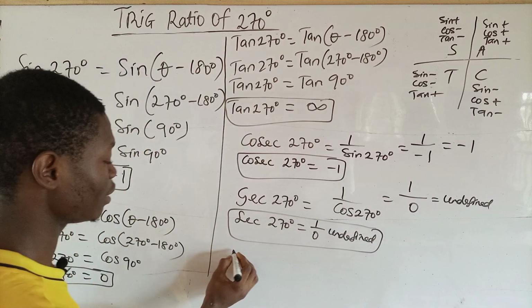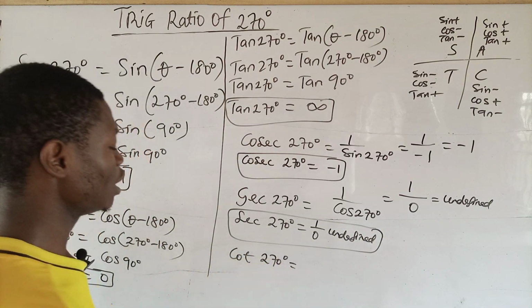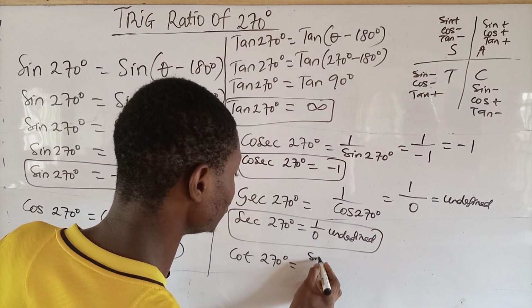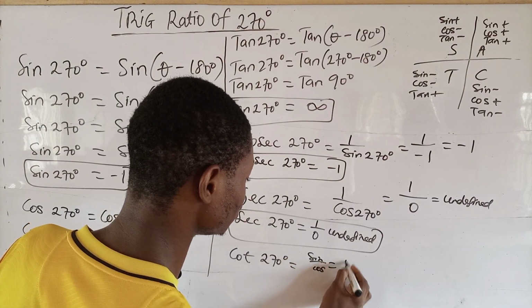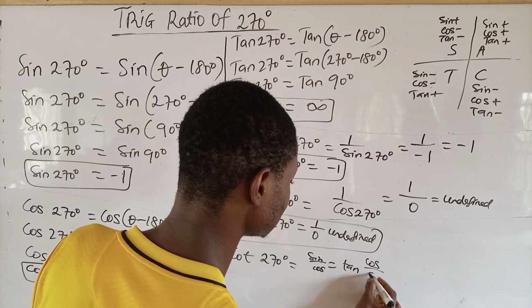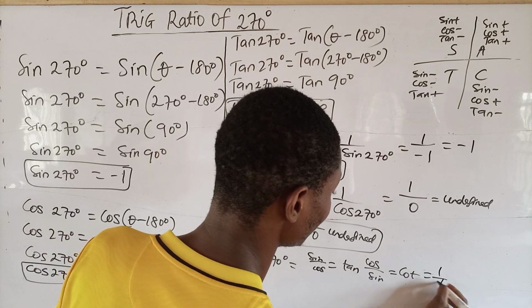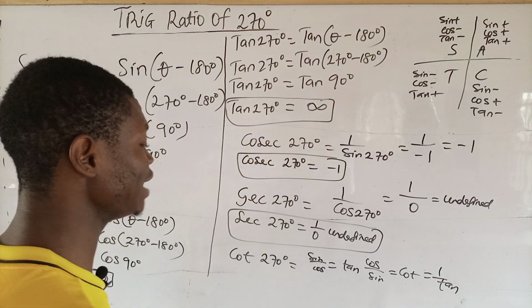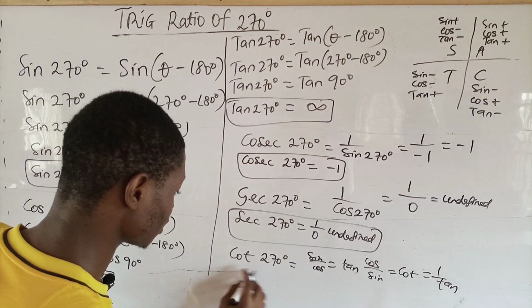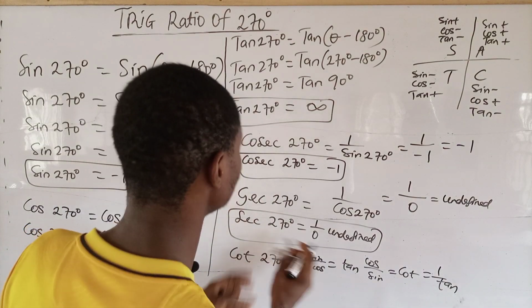So we have to find cot 270 degrees. Remember that sine over cos is equal to tan, and cos over sine is equal to cot. And cot is equal to 1 over tan. So to find the value of cot 270 degrees, let's clean this side.